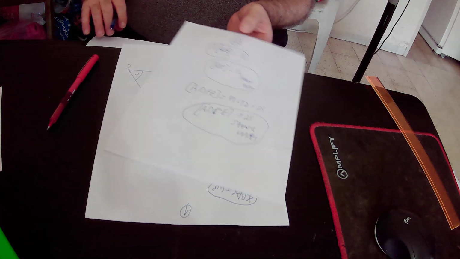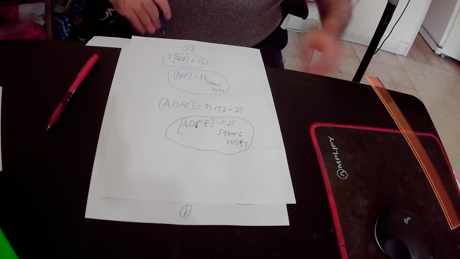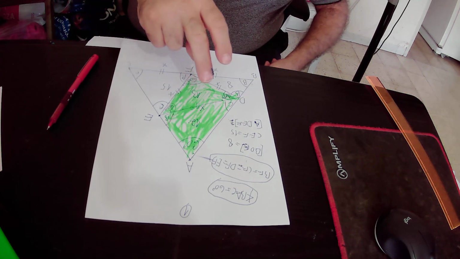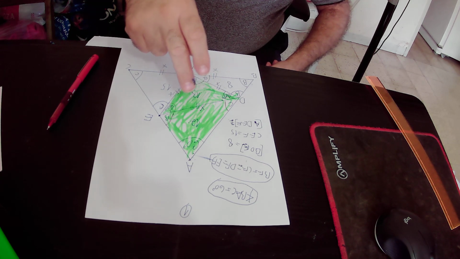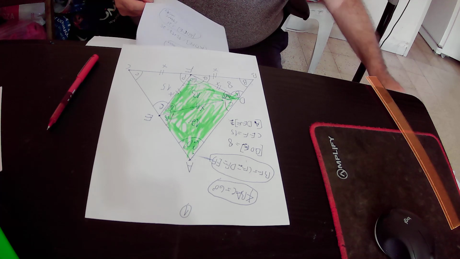Again, the area of quadrilateral ADFE equals 25 square units. The area of this green shape, quadrilateral ADFE, is 25 square units. Okay, so now I will summarize the lecture.